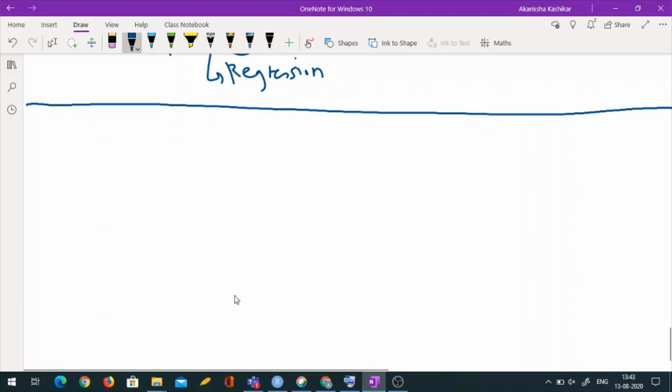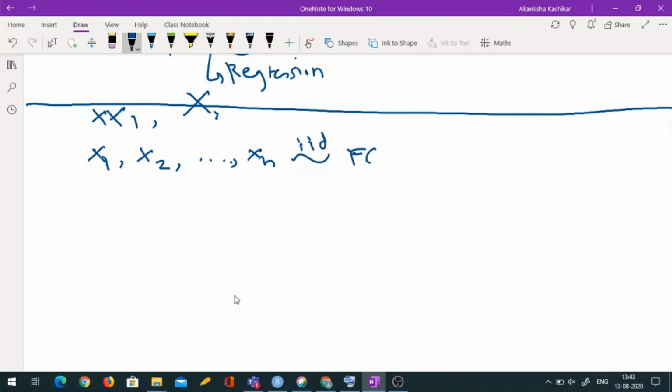So let us go to our usual setup. Suppose I have x1, x2 and so on, xn coming from some IID distribution fx. So I have a sample and I am interested in estimating some parameter theta, which is actually a parameter of this distribution.